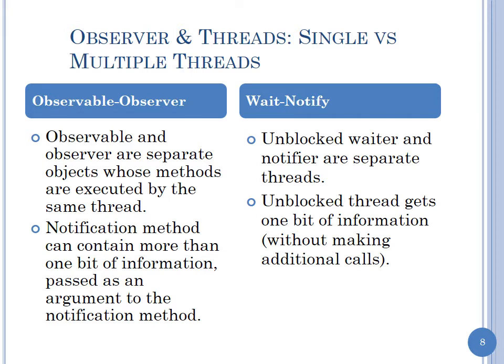Whereas the unblocked thread in the process coordination case gets only one bit of information: that the condition it was waiting for is true now, or may be true in the hint approach. The notify method takes no argument. No information is being sent through the notify method. It's indirectly sent by unblocking a wait.